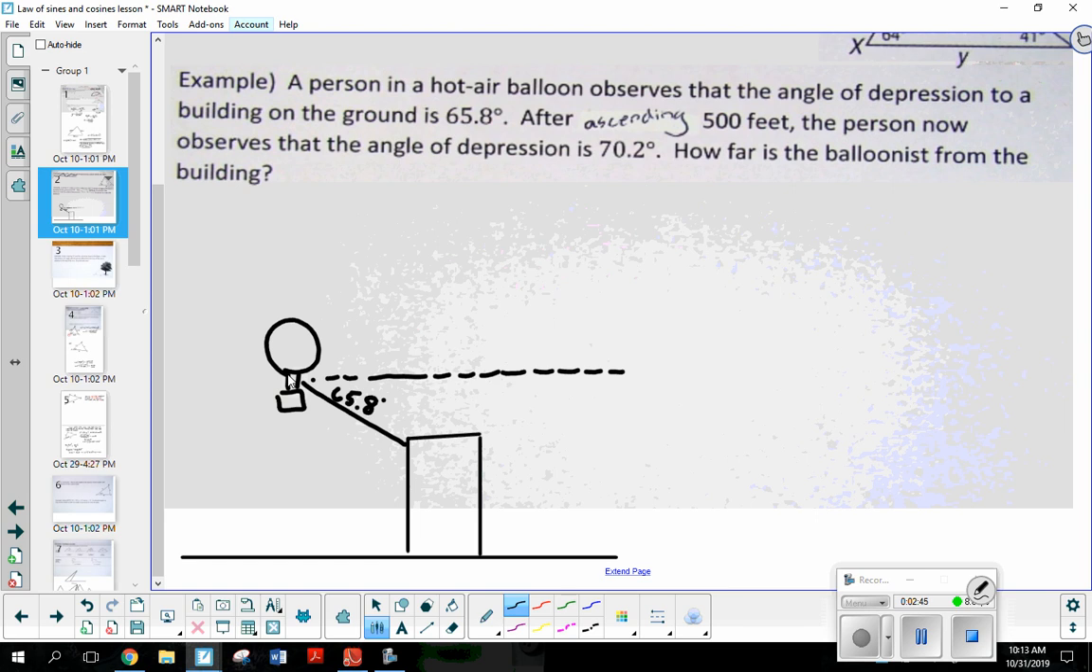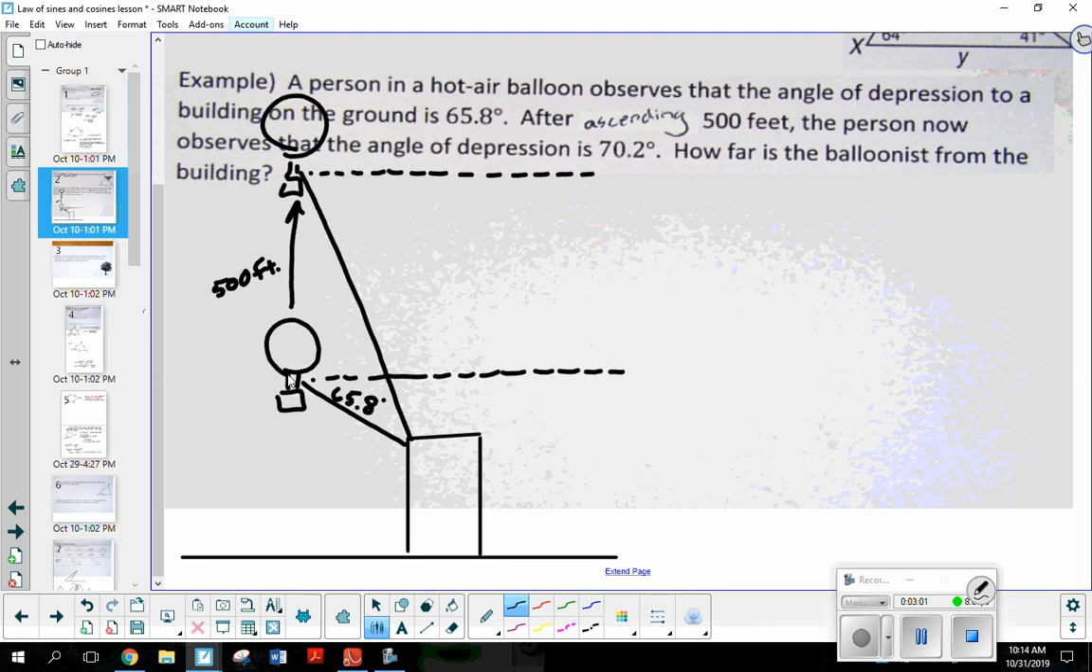It goes up. It ascends. It rises. So it goes up 500 feet. Now we have the balloon again. From the new position, again comparing the line of sight, looking straight down at the same location, we now have an angle of depression 70.2 degrees. So we can see the triangle that I'm going to work with. Let me see if I can recreate it over here. All right, so this is 500 feet.